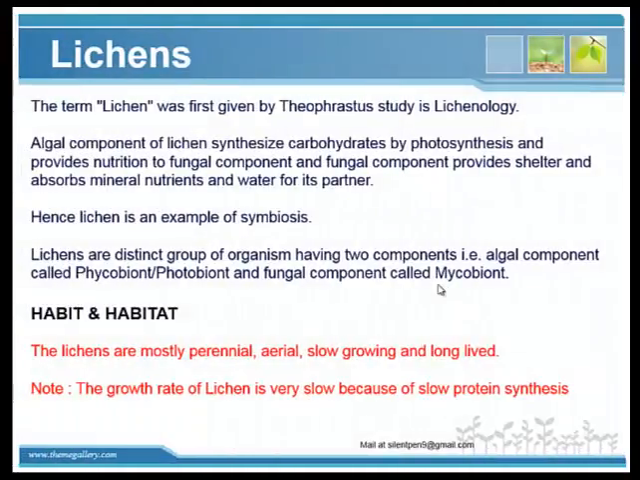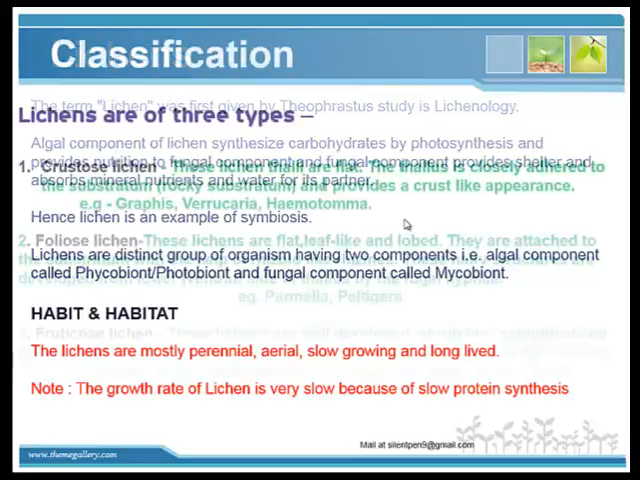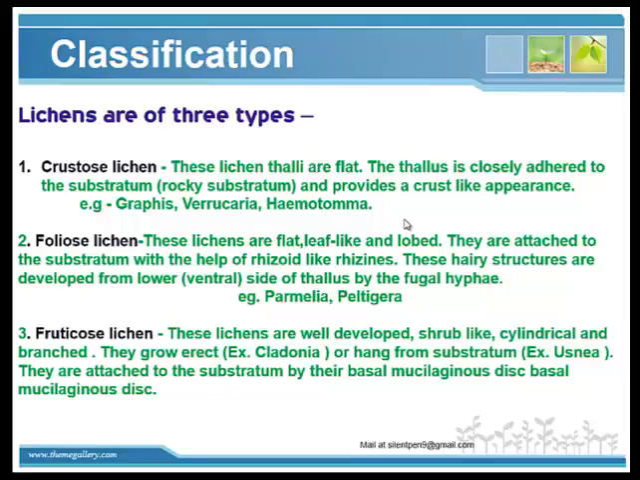I already told you in the beginning, lichens are the friends, a combination of both algae and fungi. The algal partner is called the photobiont, and the fungal partner is called the mycobiont. Let me show you a simple classification of the lichens. The lichens are classified into three major types based on the thallus structures.